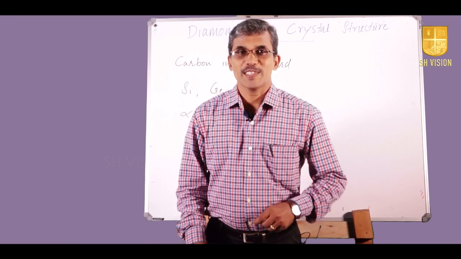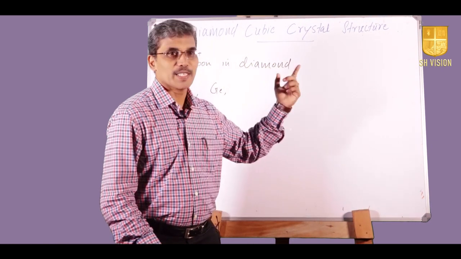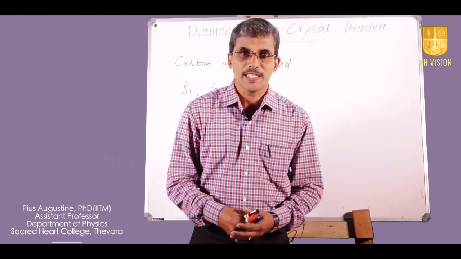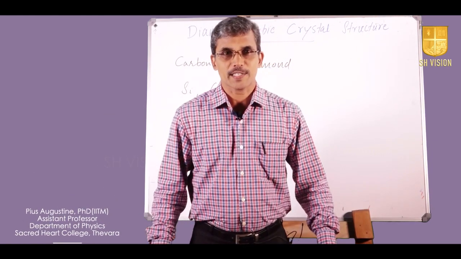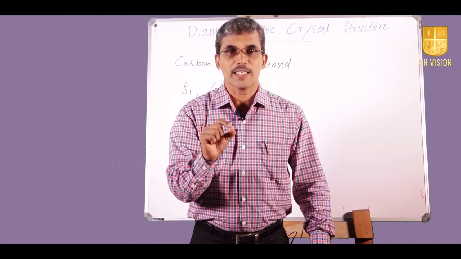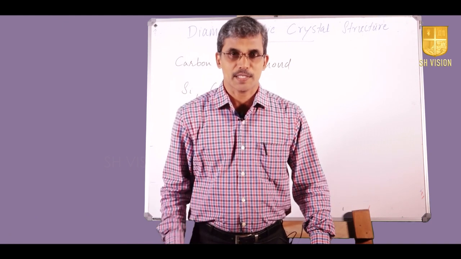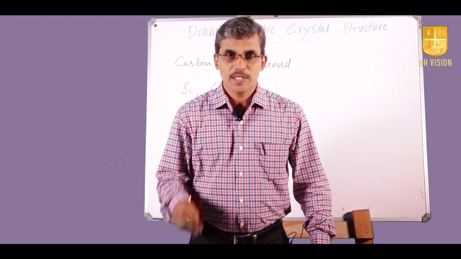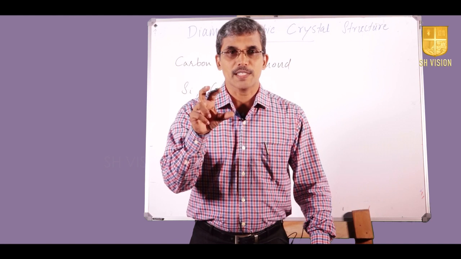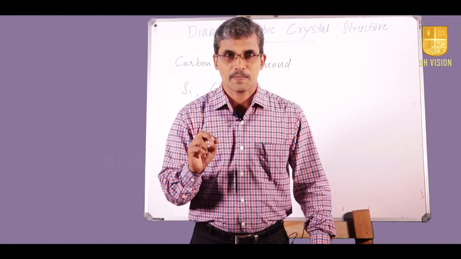So today's topic for discussion is diamond cubic crystal structure. In the last lecture we have seen hexagonal close packed crystal structure, where there was a hexagonal Bravais lattice plus 2 atom bases. So in this diamond cubic crystal structure also the motif or basis consists of 2 atoms.